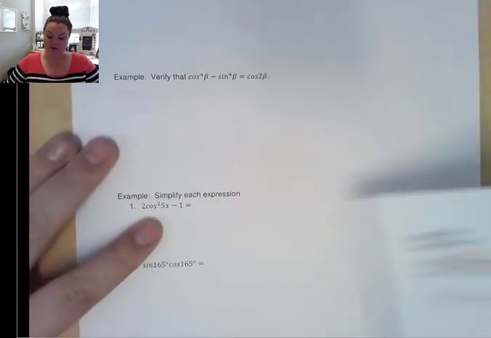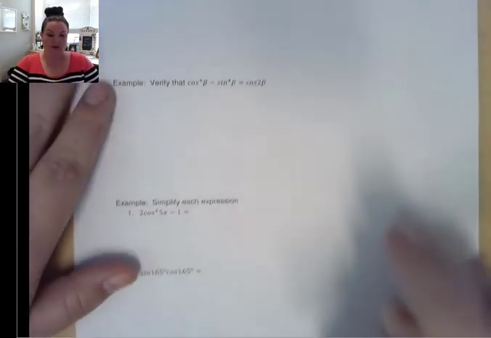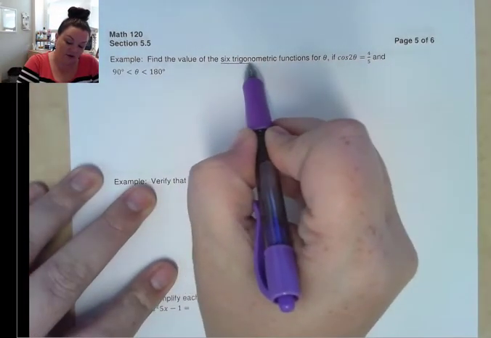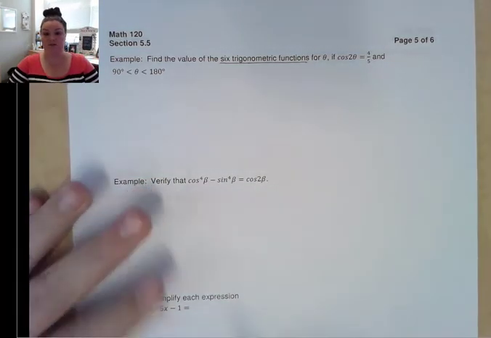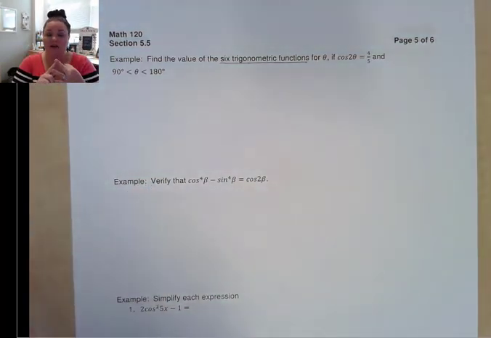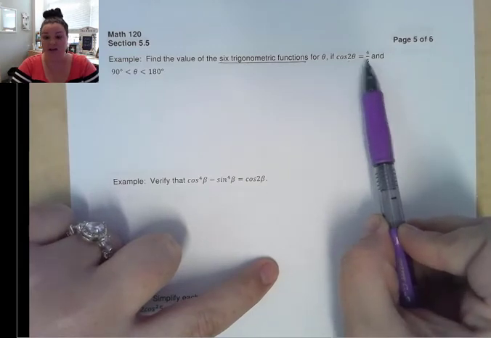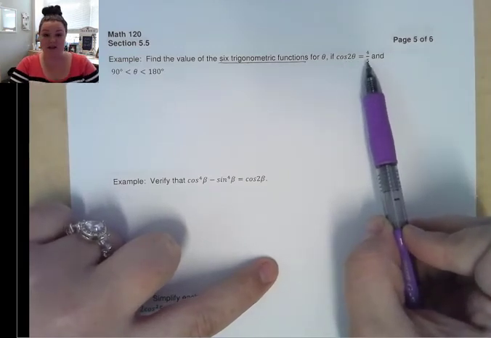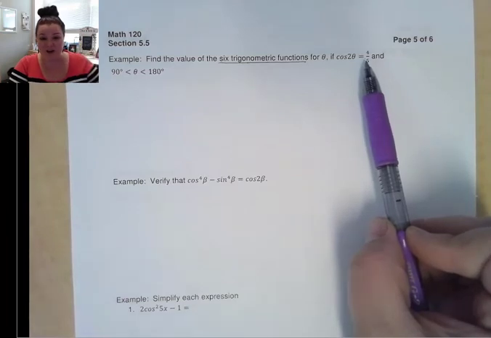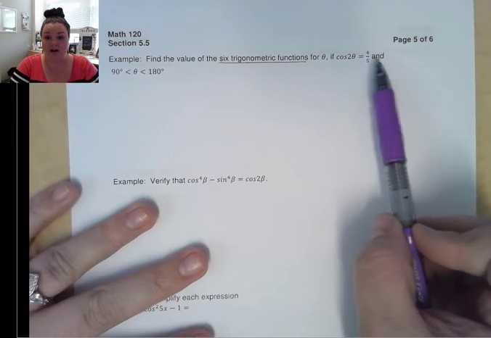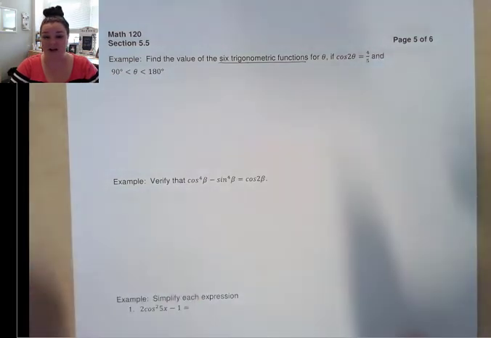Okay, let me show you one that's a little bit different. So this one says we want to find the 6 trigonometric functions for theta. So we want sine, cosine, tangent, cosecant, secant, cotangent. So we want to find all of those. But notice what they're giving us here is a double angle value. They're not saying cosine of theta equals 4/5. So we can't take 4 and 5 and create a triangle out of that. They're giving us the double angle value, and we have to figure out how to come up with that.